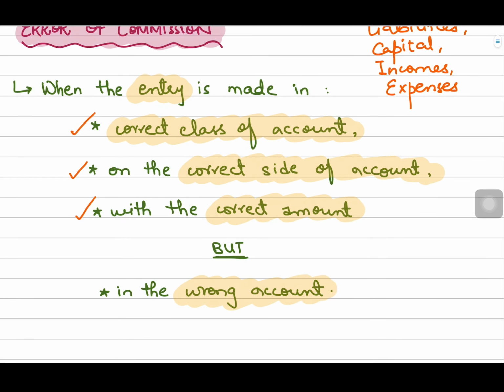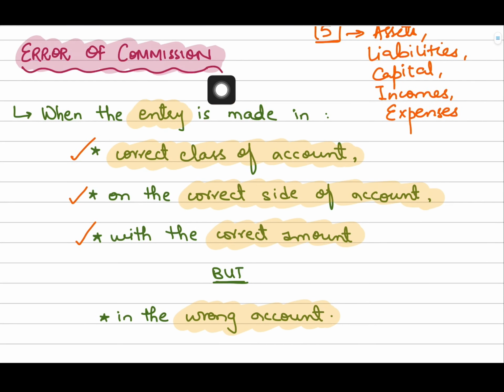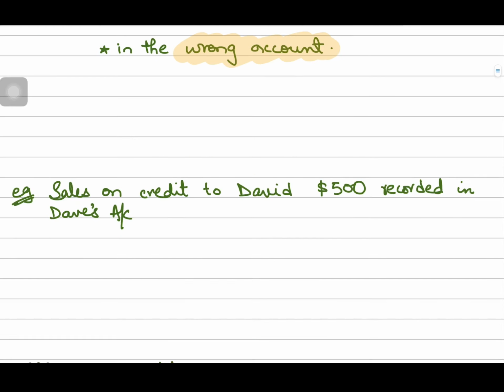The account is wrong, right? You have made the entry with the correct amount on the correct side of account in the same class of account but in the wrong account. So that is called your error of commission. Now let's understand this through an example. For instance, sales on credit to David amounting to $500 are recorded in Dave's account, right? So this is an error of commission.